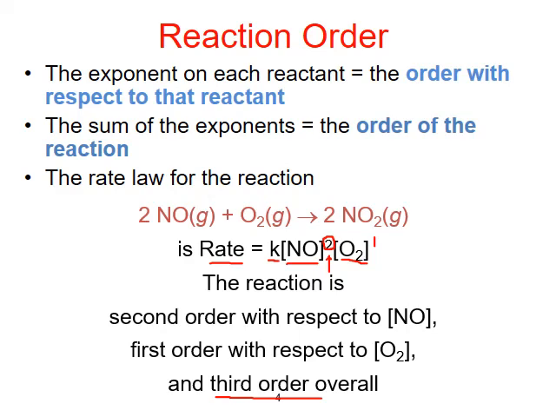Our main concern in terms of order ultimately is going to be identifying the individual orders or exponent with respect to each reactant. But you will hear occasionally people talking about the overall order of the reaction. And it's important to know that what they're talking about ultimately is the sum of all of the exponents in the rate law.